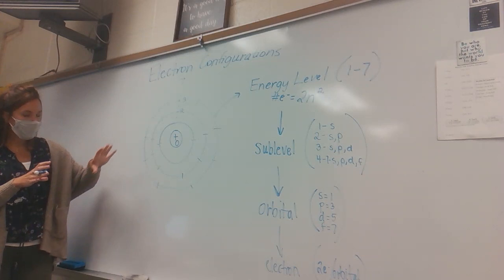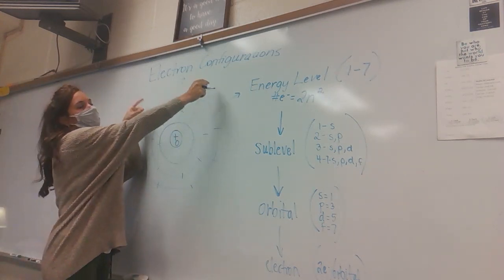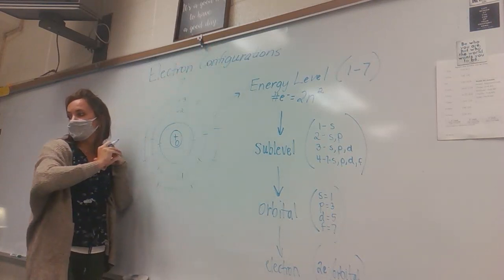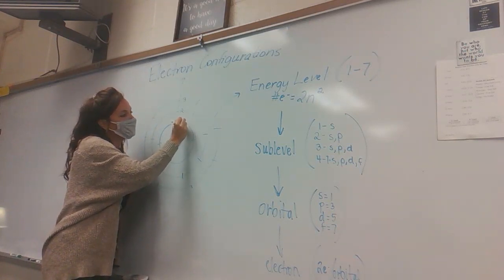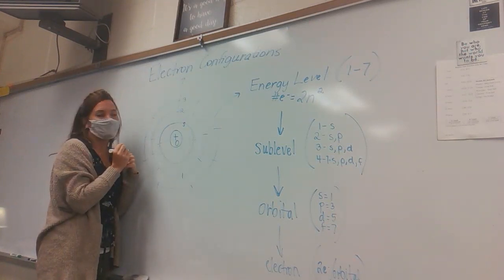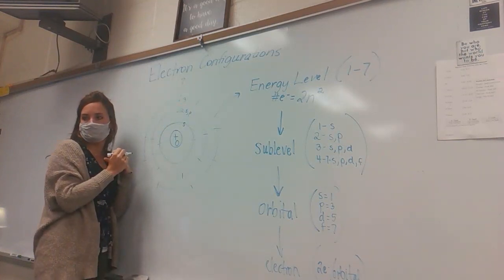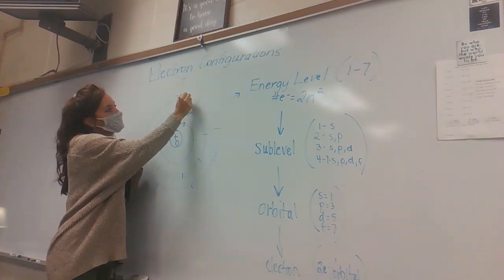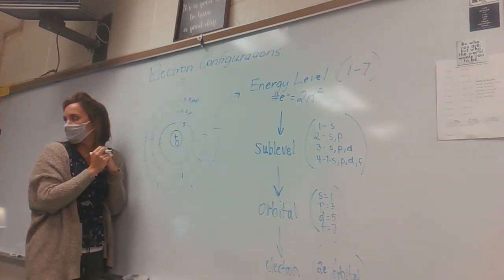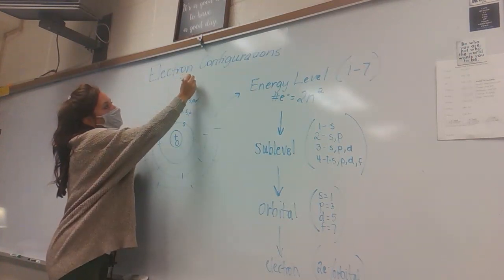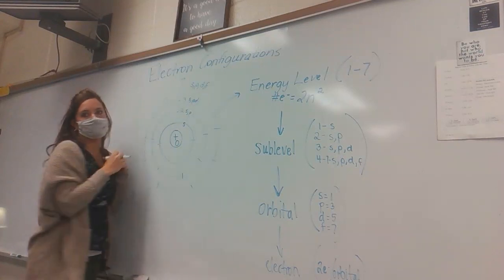Okay, so electrons. There are energy levels. Energy level 1, 2, 3, 4, 5, 6, 7. Then those energy levels contain sublevels. The first one has an S sublevel. The second one has an S and a P. The third one has an S, a P, and a D sublevel. And then all of these out here have S, P, D, and F.